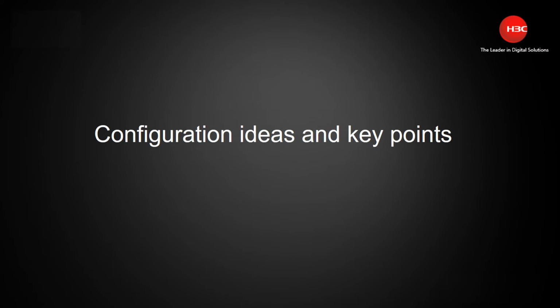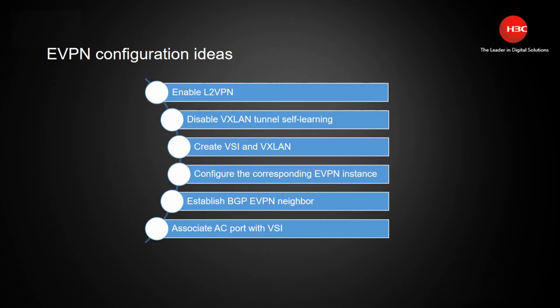After having a basic understanding of VXLAN and EVPN, let's take a look at how to configure it. Since manual VXLAN configuration is relatively simple and has fewer applications, we will focus on the configuration process of a VXLAN network based on EVPN.